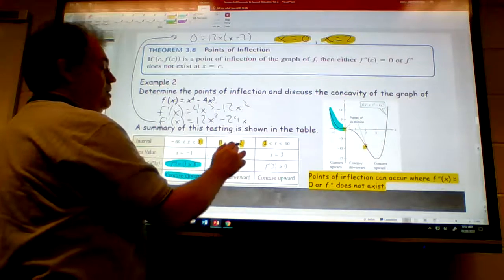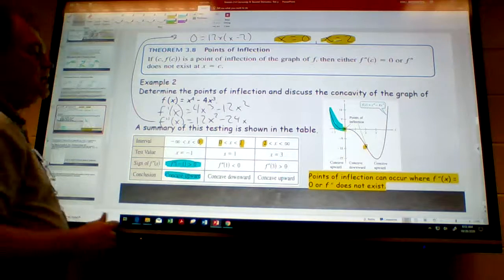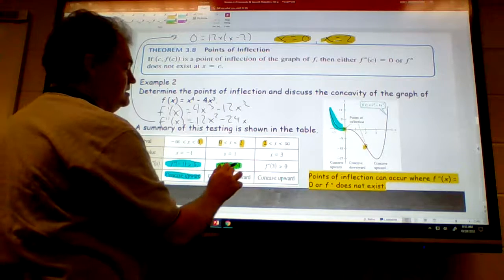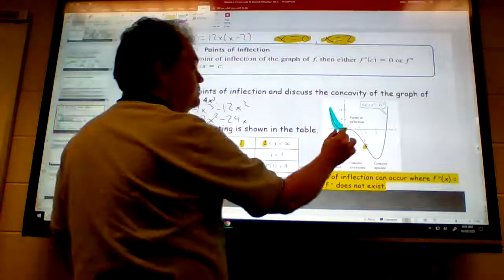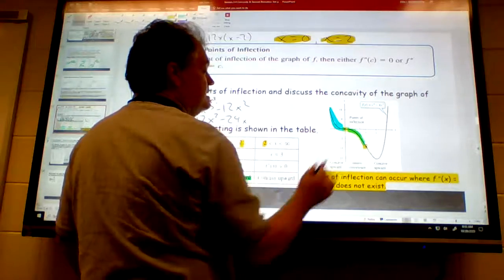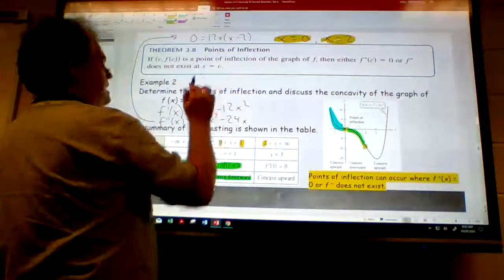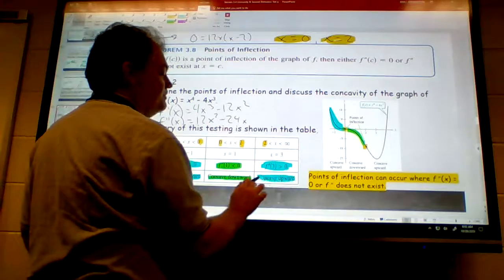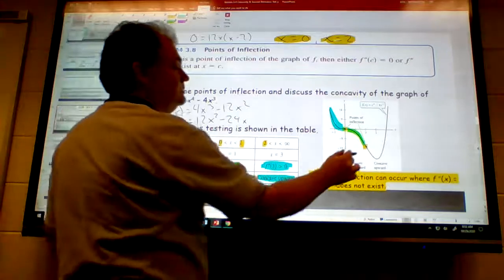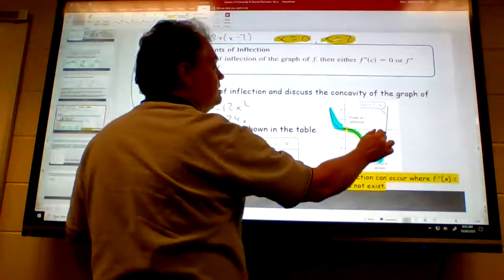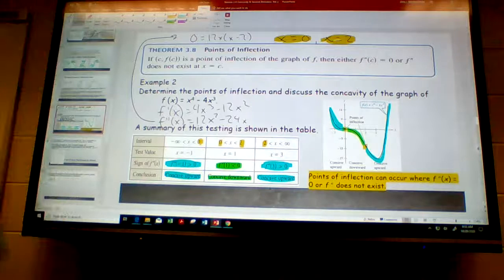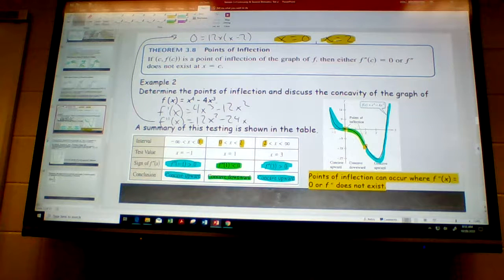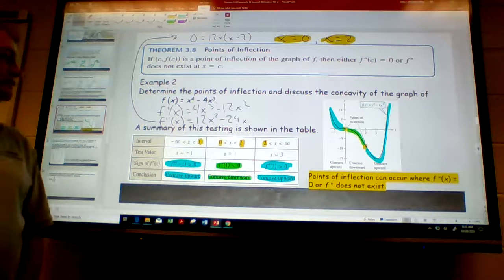Now, if I plug in 1, because it's between 0 and 2, f double prime is less than 0. So that means it's going to be concave downward, which if you check the graph, is the case. And then once again, f double prime of 3, because that's my test value, and from there on out, it is upward as well. So the blue means it's concave upward. The green means it's concave downward, and that's how you can check it.